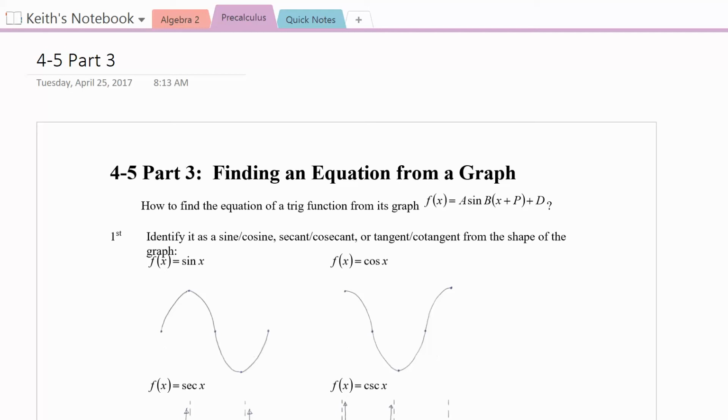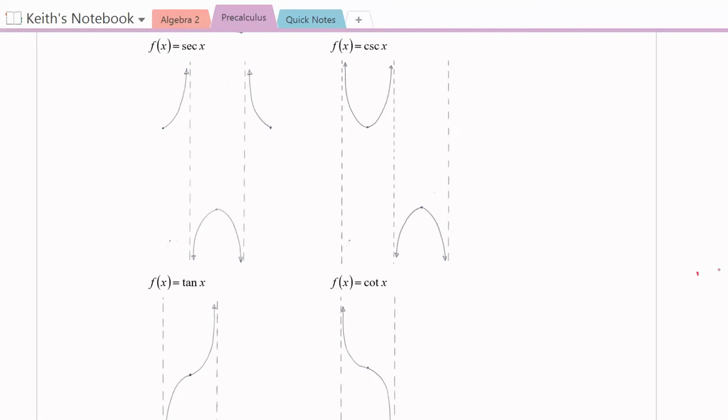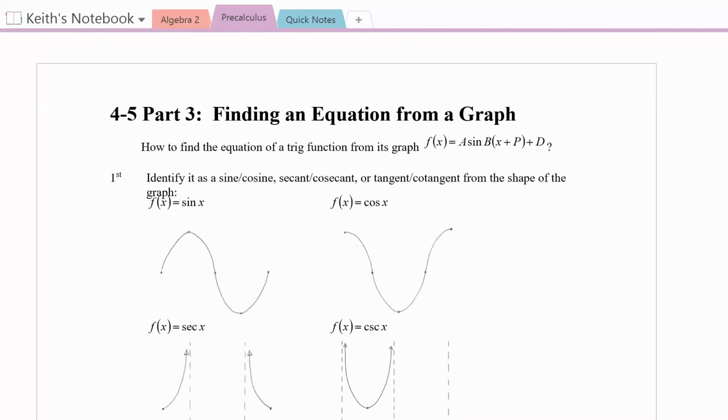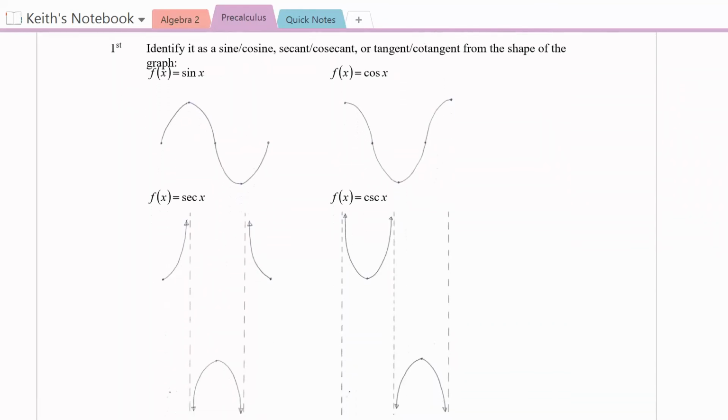Welcome to today's video on 4.5 part 3, finding the equation from a graph. We're first going to look at how we look at a graph and write the equation. So first, we're going to have to identify what type of graph it is.